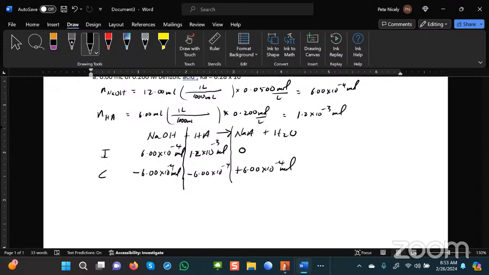Okay, so at the end of the reaction, when the reaction is complete, you're going to have no sodium hydroxide. You're going to have 6.00 times 10 to the minus 4 moles of the acid. And here you're going to have 6.00 times 10 to the minus 4 moles of the salt. Now, the next thing I'm going to do is find the concentration of the acid.